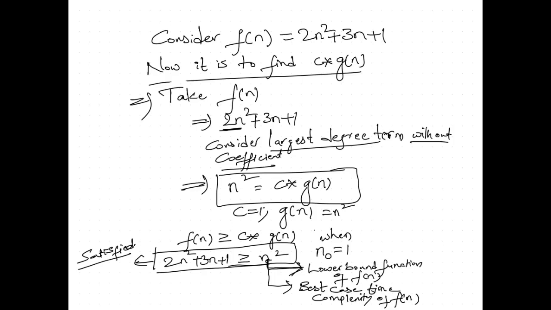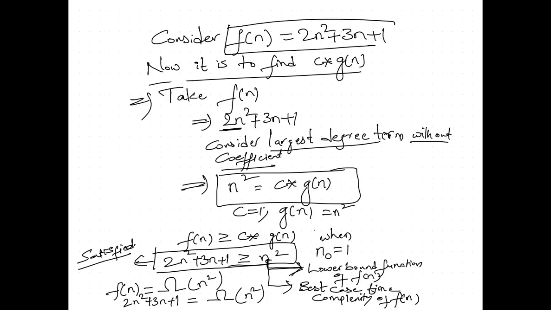So finally what I can say, f of n is equal to big omega of n square. What is f of n? 2n square plus 3n plus 1 is equal to big omega of n square. Now for this particular function, the best case time complexity is n square.